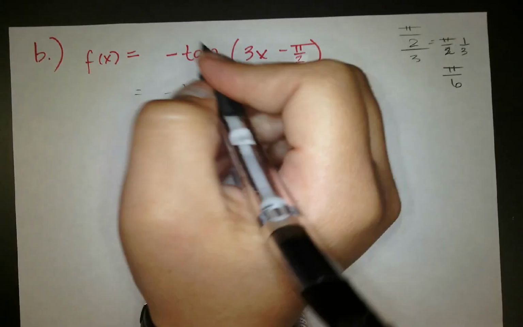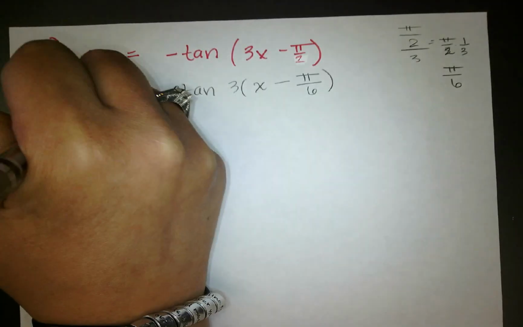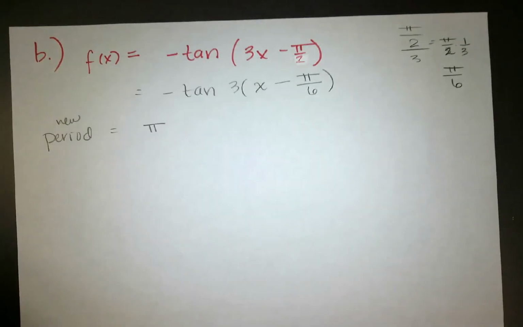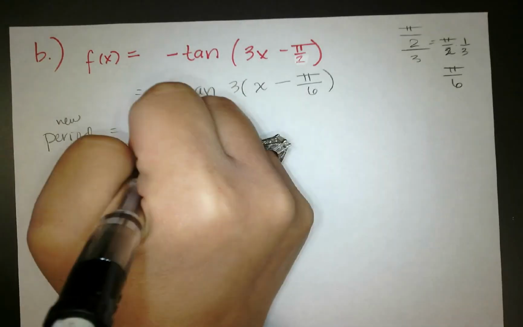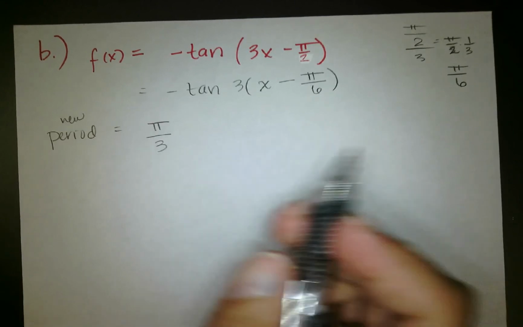Again, don't worry about the amp. So our new period is the original, which is pi, over the coefficient. So our period is pi over 3. Alright, so similar to the last one. Okay, cool. So it won't be that bad.